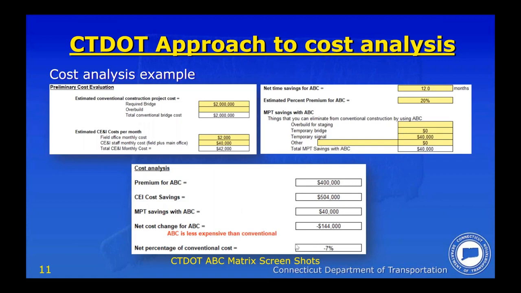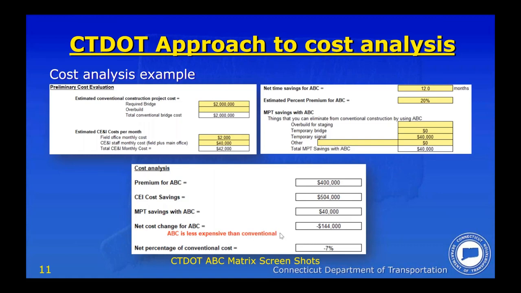The cost analysis spreadsheet is actually comparing our total premium for ABC project. That comes from the 20% times the $2 million, $400,000 here. Our cost savings from ABC, $504,000. This comes from the 12 months of reduction in construction duration times the $42,000 here, plus our temporary signal that we don't need here. And that's actually temporary signal in this cell here.